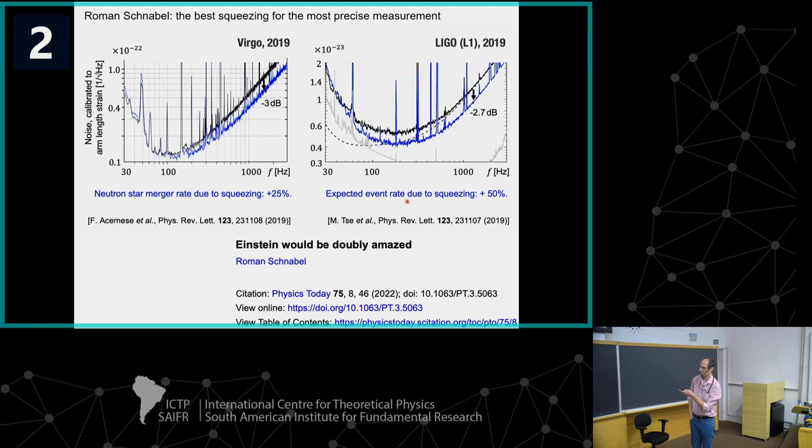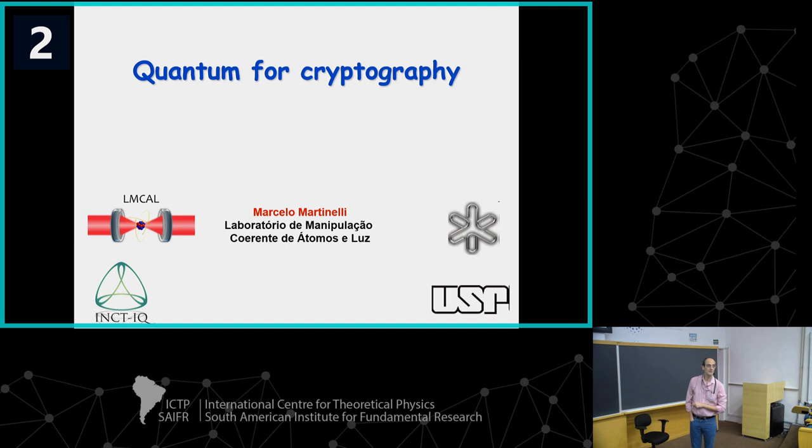And the fact that this noise reduction is increasing enables the system to increase the detection of mergers of neutron stars by about 50% to 25%, basically doubling the volume of the detection in the cosmos. Okay? That's quantum sensing. Next, you can do quantum cryptography.